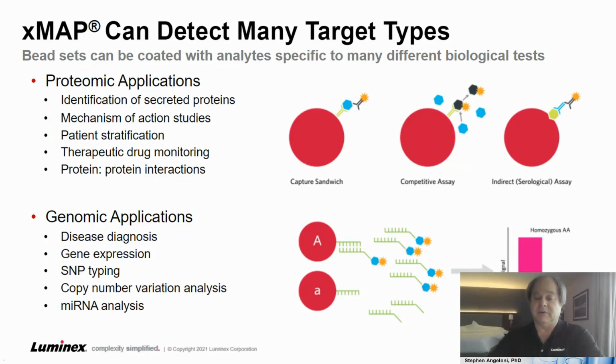On the genomic side, when you couple capture oligos to the beads, you can do genotyping. This is an example where we're looking at 2 alleles, and this is indicating that it's homozygous A. But you can also develop gene expression platforms, copy number variation, and disease diagnostics. We also have a unique chemistry for doing microRNA detection as well.